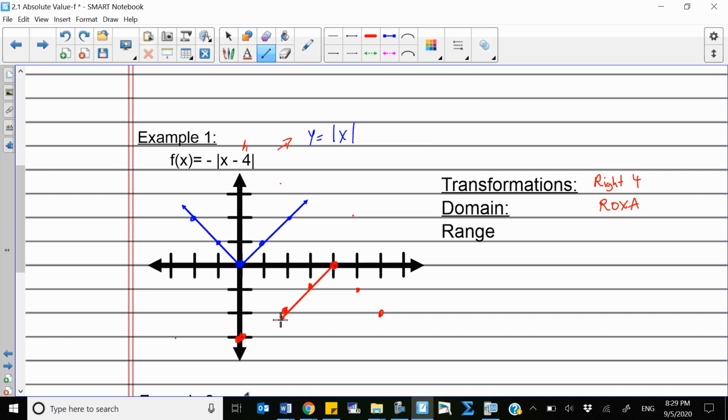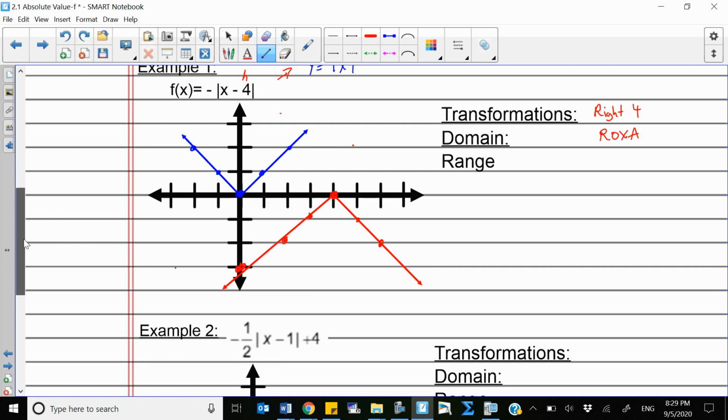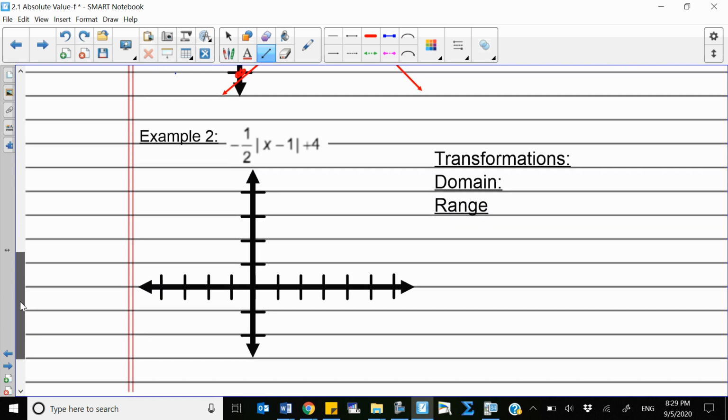Okay, so this will be the graph of my function, and as you see, it's reflected over x-axis and moved 4 to the right. So this is the graph of negative absolute value of x minus 4. Now let's go to the next example over here.